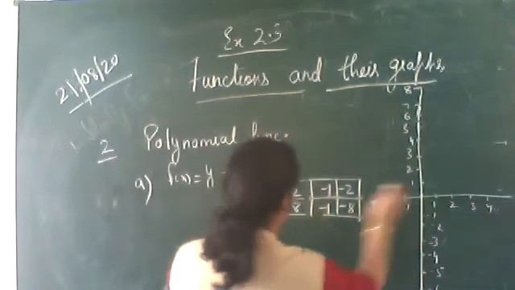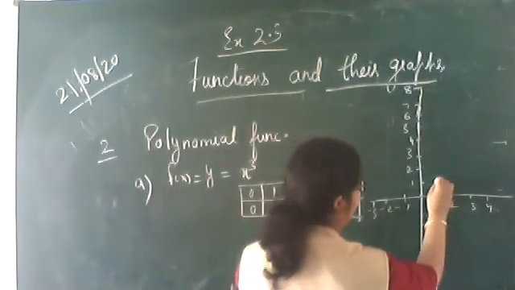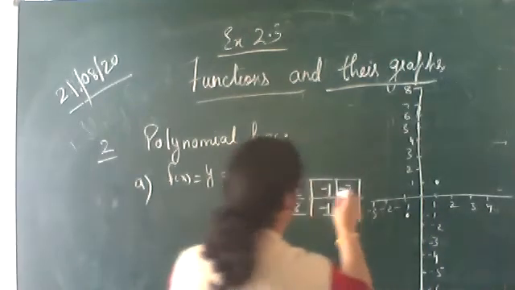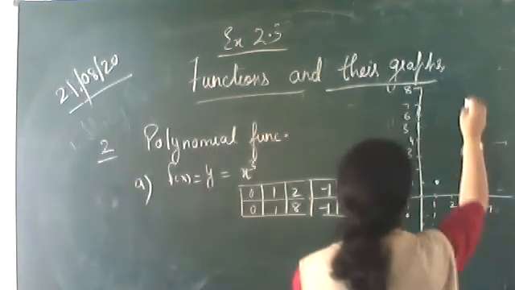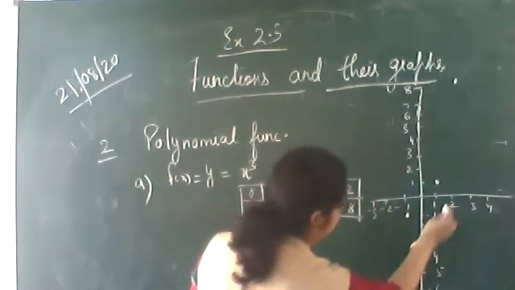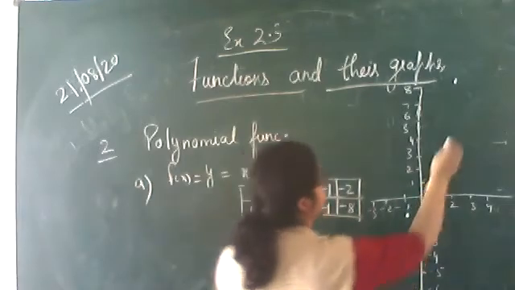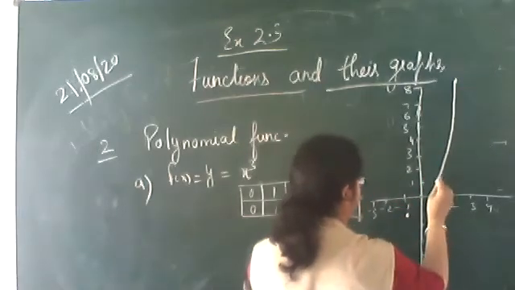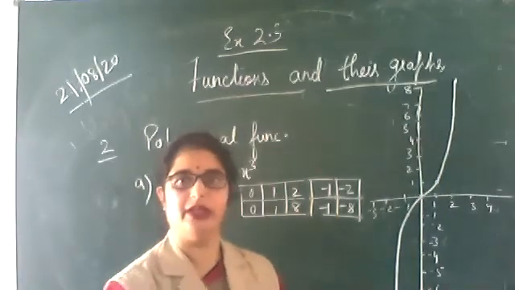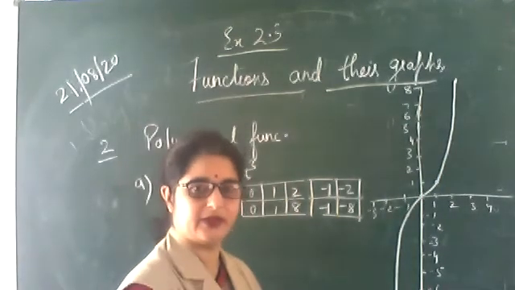Just see, on 0 we are getting 0, on 1 we are getting 1, this will be the point. Then on minus 1, minus 1. Then on 2 we are getting 8. And on minus 2 we are getting minus 8. Just see, the graph will go like this. Is it clear? This will be the graph.